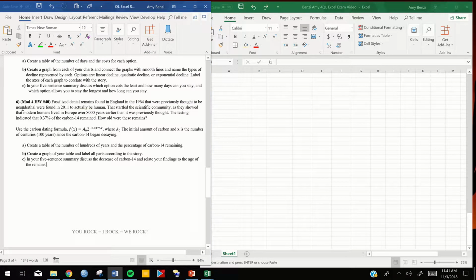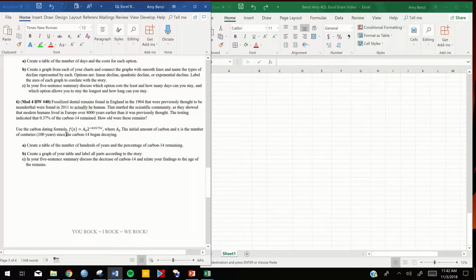So they were thought to be Neanderthal, and it surprised the scientists because they didn't know that people lived more than 8,000 years before that time. You can read this to get more clarity. And here we have that the testing of this particular fossil shows that we had 37% of the carbon-14 still in the fossil, the molecules. Unfortunately, I'm not schooled on how carbon-14 in what parts it remains, which would be a cool thing to research. And from this function that we see down here, the carbon dating formula, we're going to determine how old those remains are, which we see that they are 8,000 years older than they even realized humans had lived.